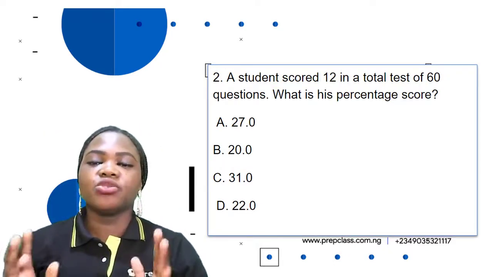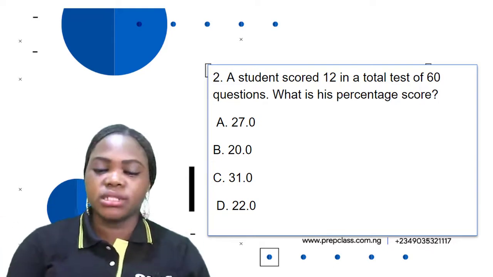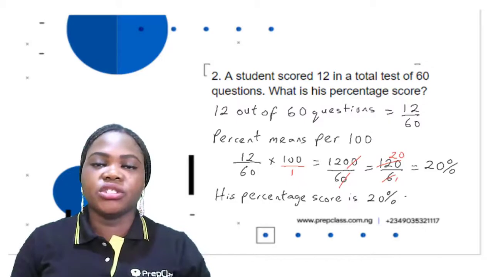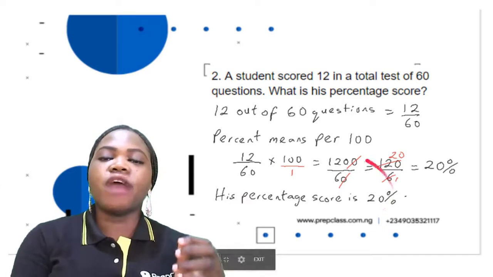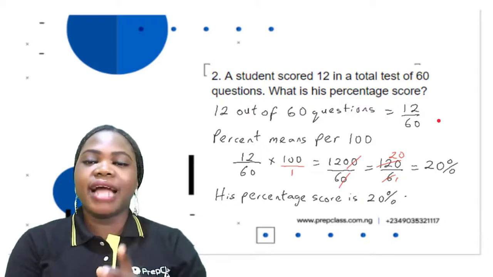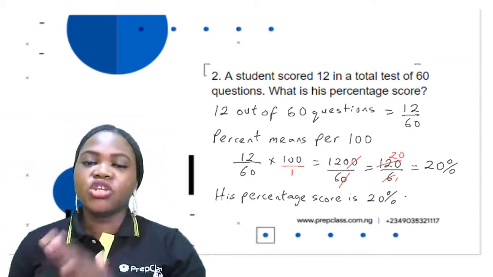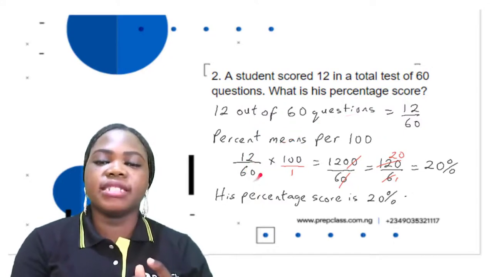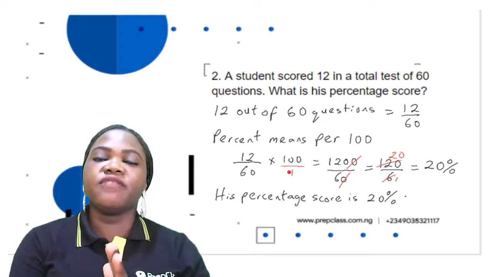A student scored 12 in a total test of 60 questions. What is his percentage score? So the first thing is 12 out of 60 questions. 12 out of 60 questions can be written as a fraction, 12 over 60. And then, do you know what percentage means? Percent means per 100. So we would have 12 out of 60 multiplied by 100. To make 100 a fraction as well, we divide it by 1.